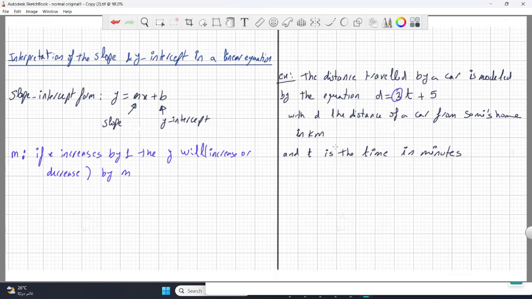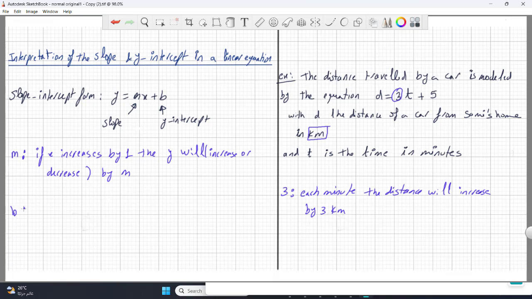What is the significance of the number 3? The meaning of the number 3 in this equation is that if t increases by 1, and t is in minutes, so each minute, the distance will increase by 3 kilometers. How can I tell it's increasing? Because 3 is positive. So each minute the distance will increase by 3 kilometers, and this is the interpretation of the slope.